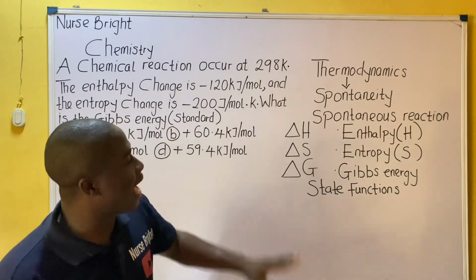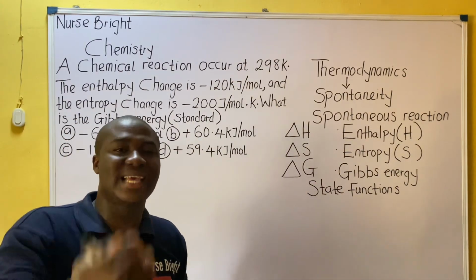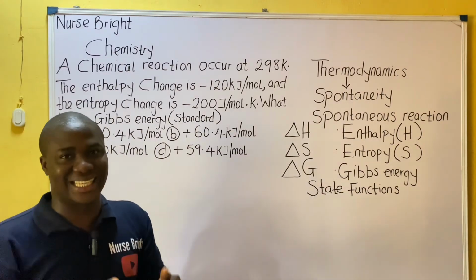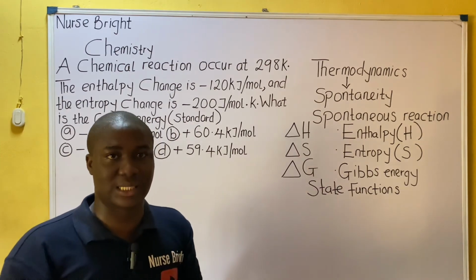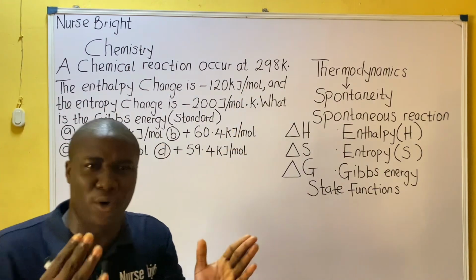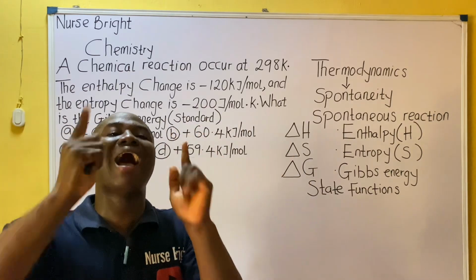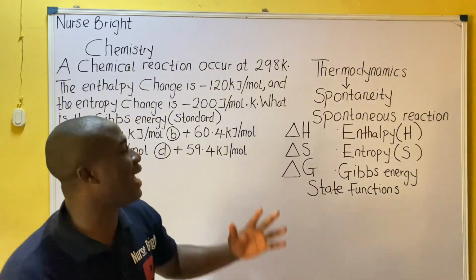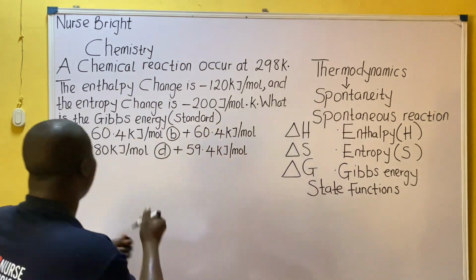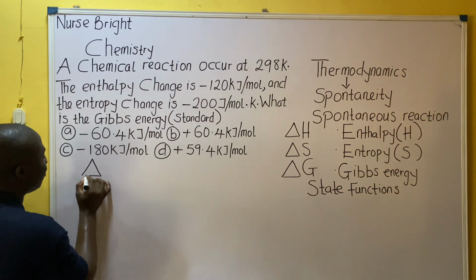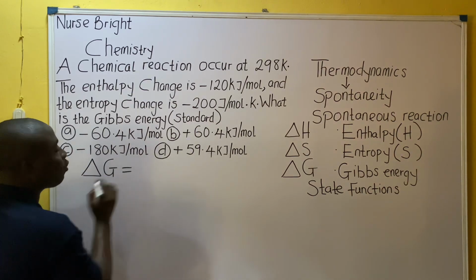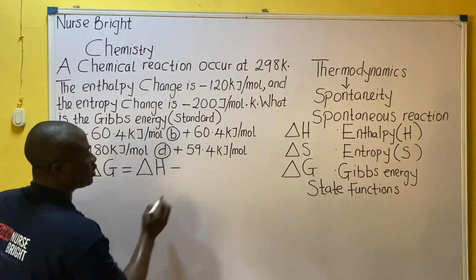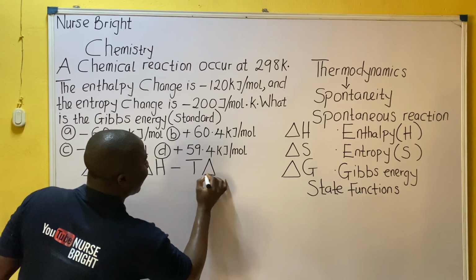All right, guys, you can see I've explained that all these are the state functions we have in the topic thermodynamics. Now, note this. This is where the class becomes more interesting. All of these state functions, three of them, are related by a formula. Please listen very well. There is a formula that relates all of them together. And that formula is simply delta G is equal to delta H minus T delta S.